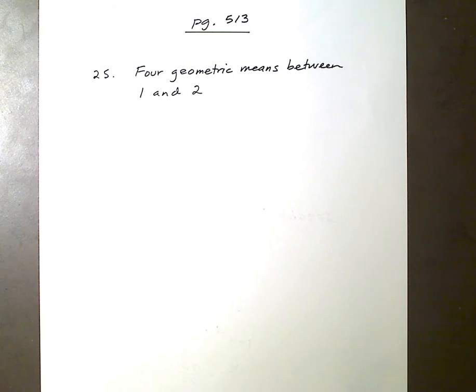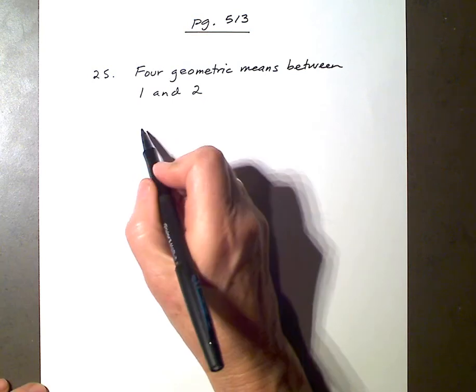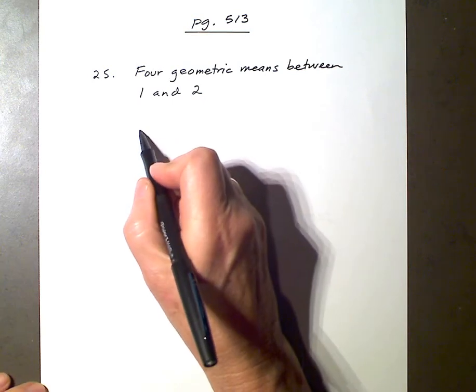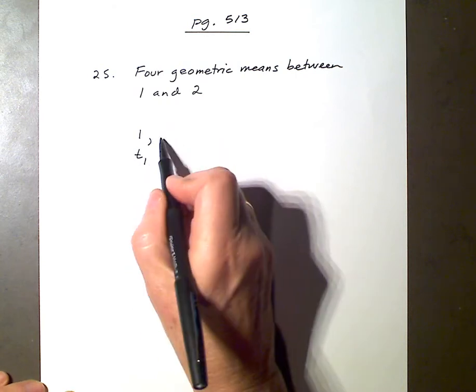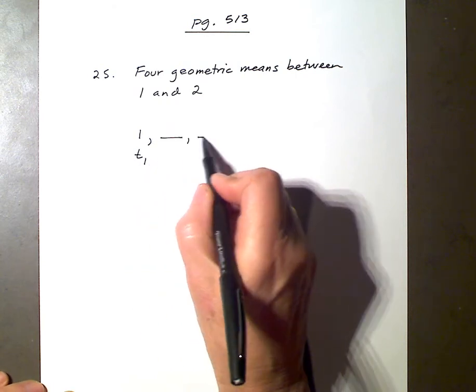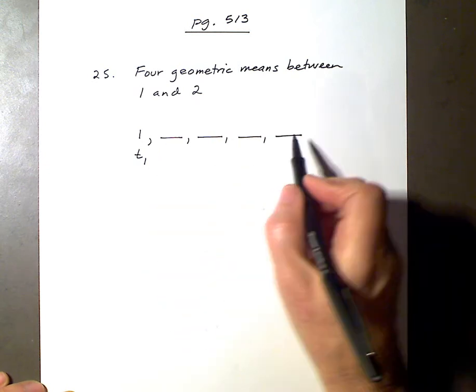Okay, number 25 on page 513, we're supposed to find 4 geometric means between 1 and 2. So those are going to be little values. So let's look at this. Let's make a sequence, a geometric sequence, where the first term is 1, and then I'm going to put 4 means between those two values, 1 and 2. So 1, 2, 3, 4 means, and then 2.